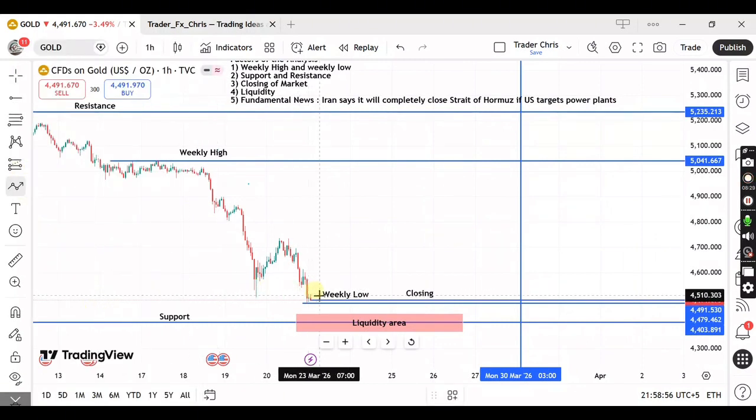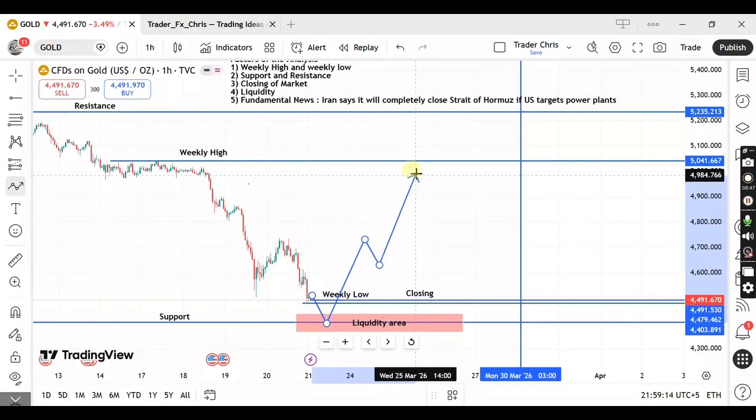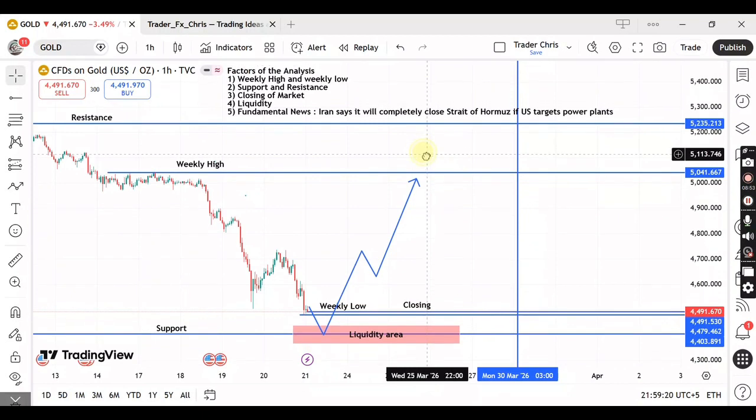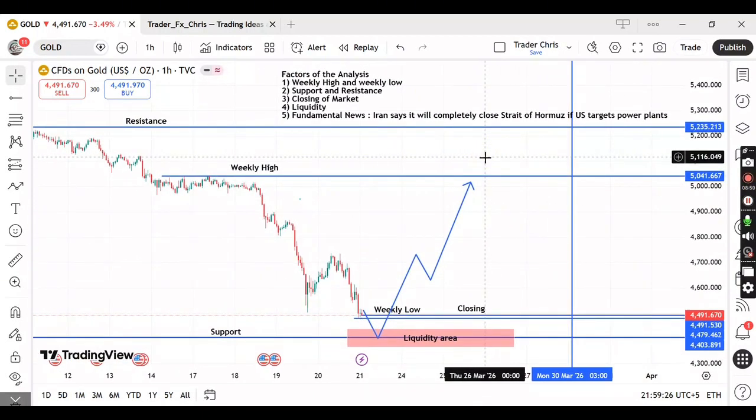I'm expecting that price will go down to fill the liquidity area, and then go up from there. This is a daily high, and price will recover this and head back towards the weekly high. This is the analysis which I expect for the coming week. So thank you very much. Hope you will see how the price takes its path for the next week. So thank you very much.